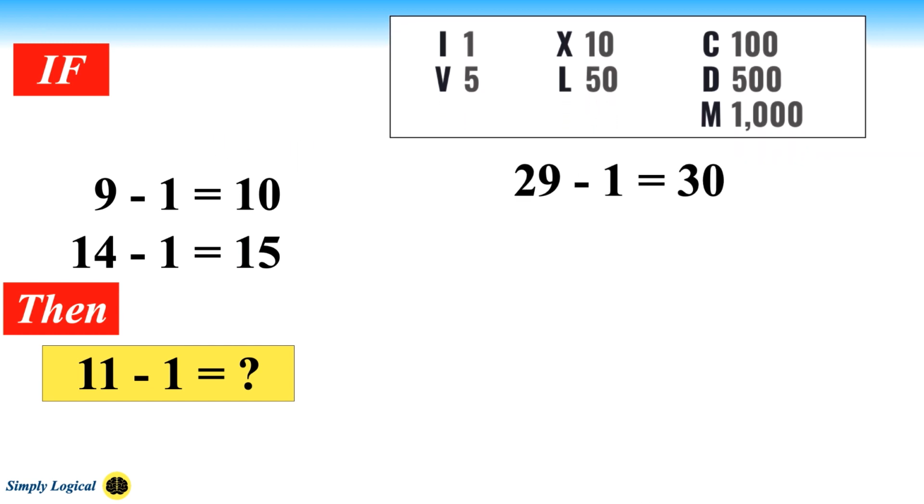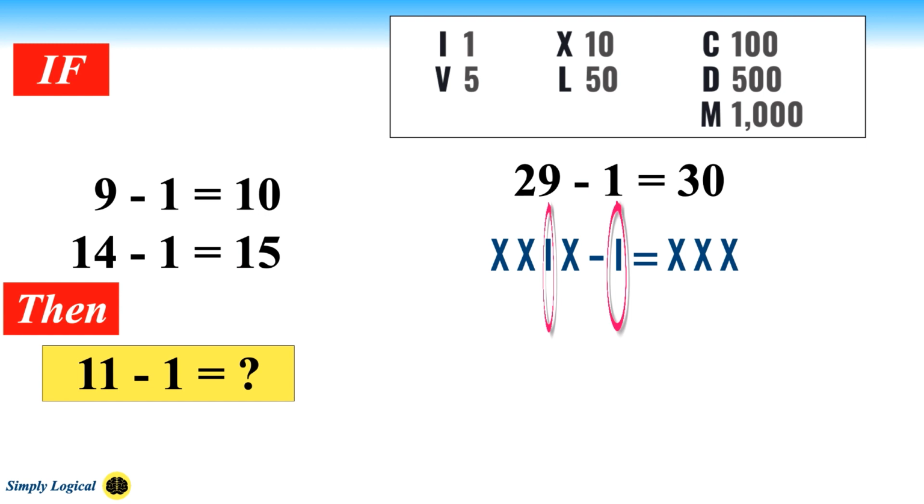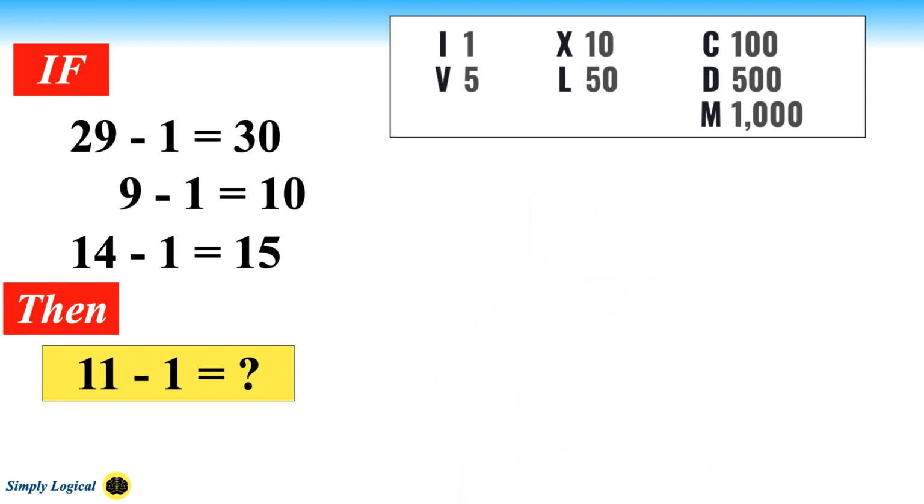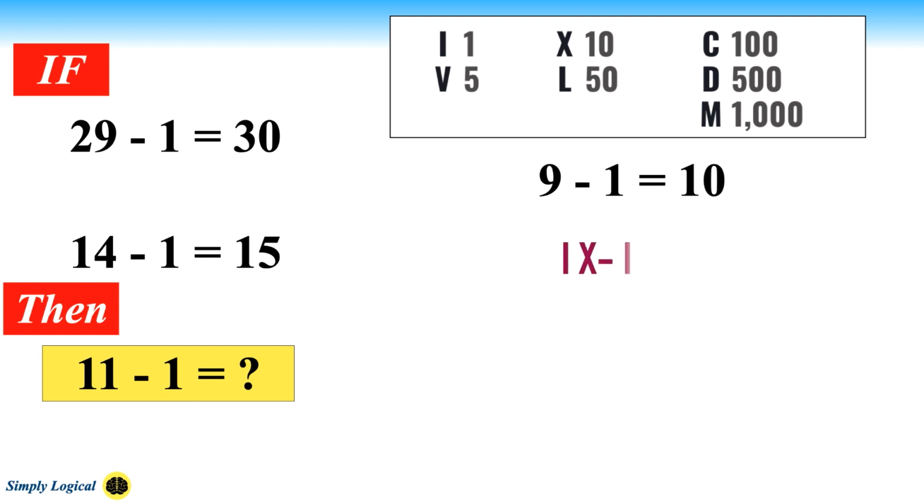Let's use the same principle to solve this math puzzle. In the first equation, Roman equivalent of 29 is XXIX, and Roman equivalent of 1 is I, and Roman equivalent of 30 is XXX. If you observe carefully here, actual subtraction is not performed. Instead, Roman numeral I, which is a second numeral, is removed from first numeral, which results in XXX, which is RHS of the equation. Similarly, in the second equation, 9 is represented as IX and 10 is represented as X.